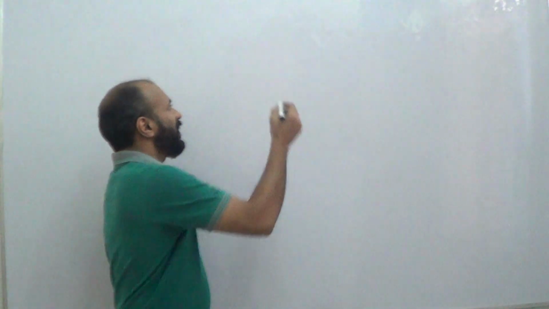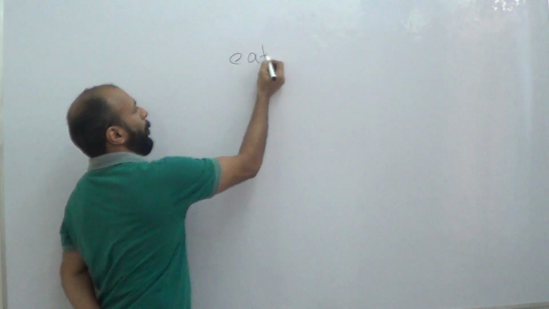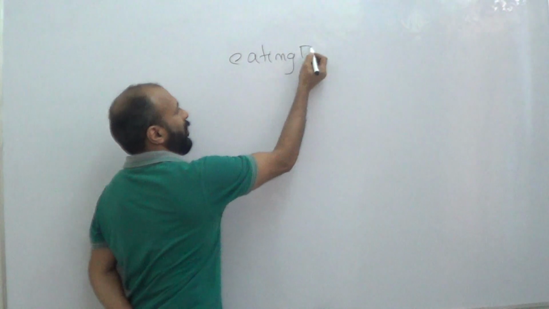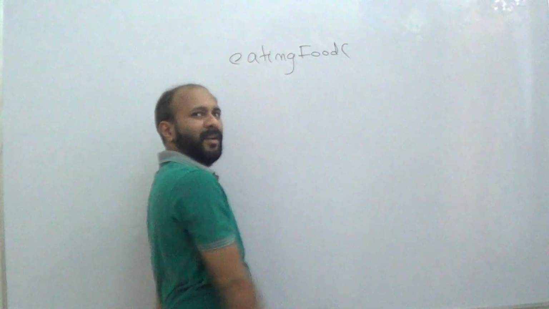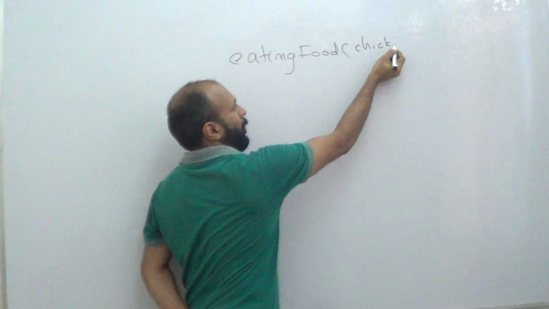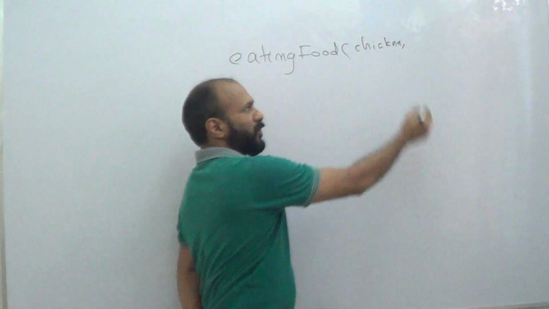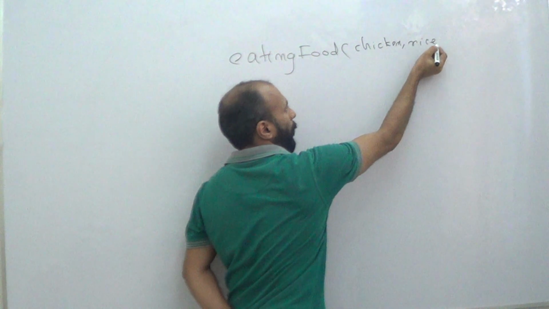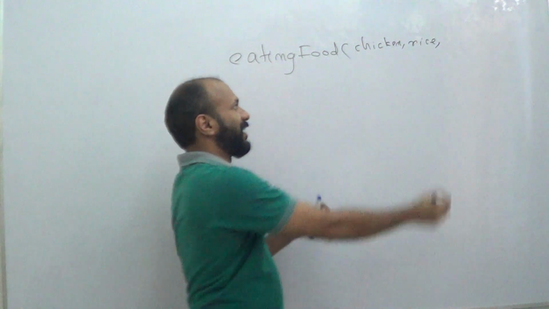For example, I have a function. Eating food is a function. I am going to eat chicken. Again I am going to eat rice. Again I am going to eat ice cream.